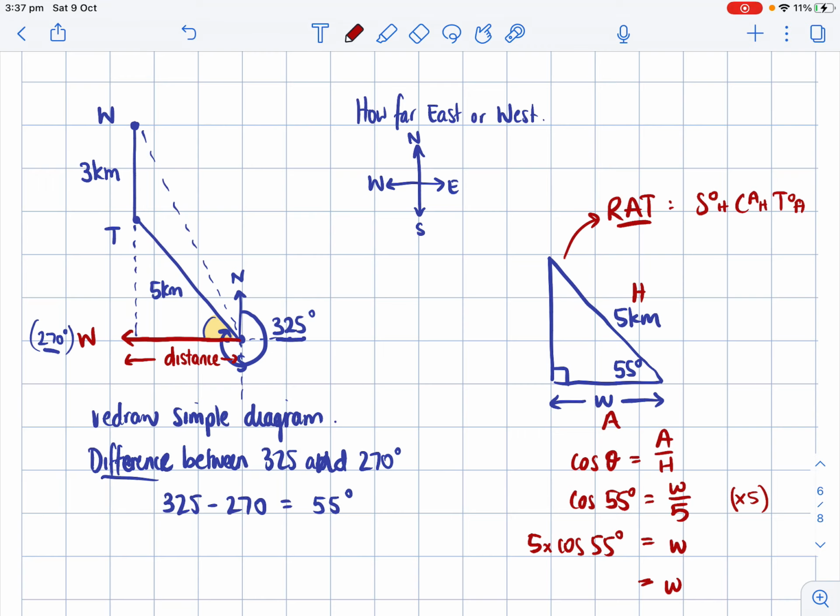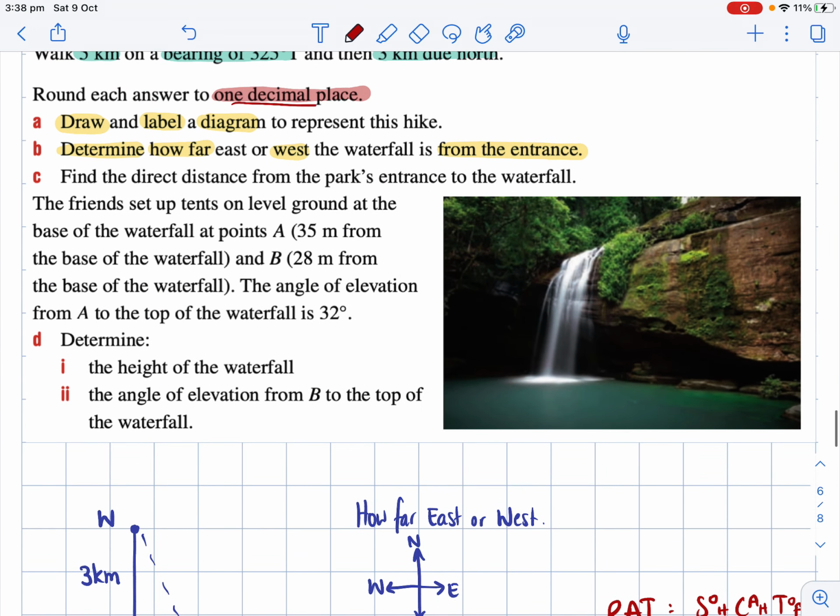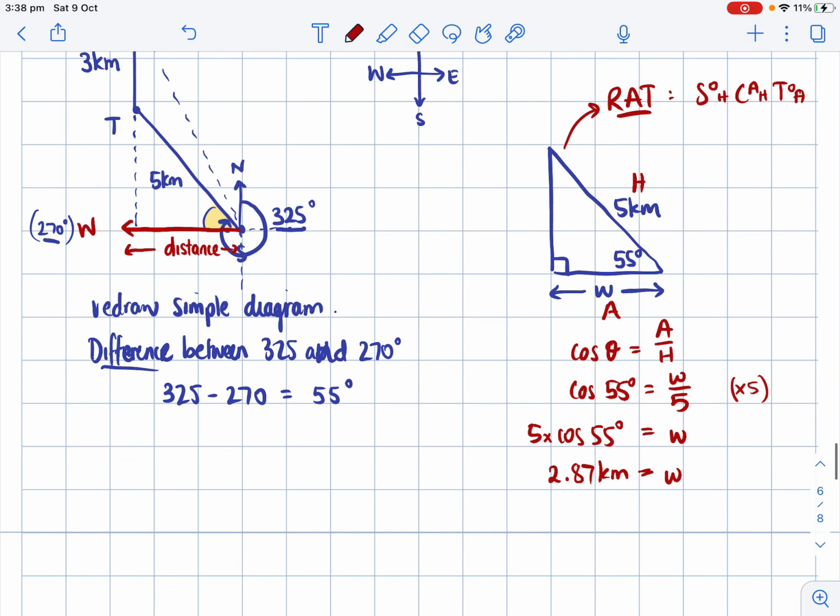Which is 2.87. 2.87 kilometres. And I'm going to do a quick check up here. I wanted 1 decimal place. All right, let's rewrite that. Let's put just one decimal place, 2.9 kilometres. Okay, part B is done.